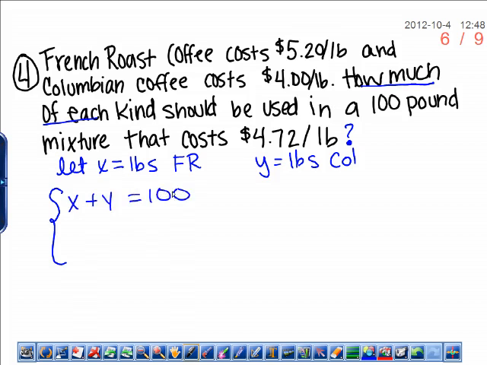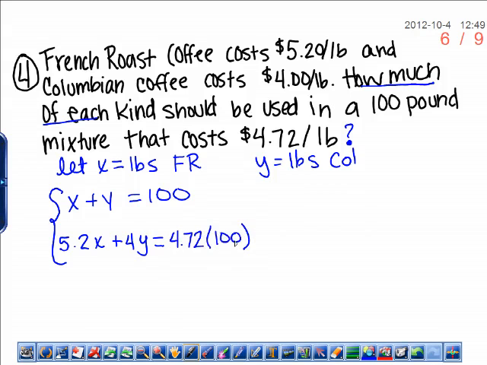We have to deal with all the costs. The French roast is $5.20 per pound, so would you agree that that's 5.2 times x? So $5.20 times however many pounds we have, plus $4 times however many pounds of Colombian we have, equals 4.72 times 100 pounds. It's cost times amount plus cost times amount equals 4.72 times 100 pounds.